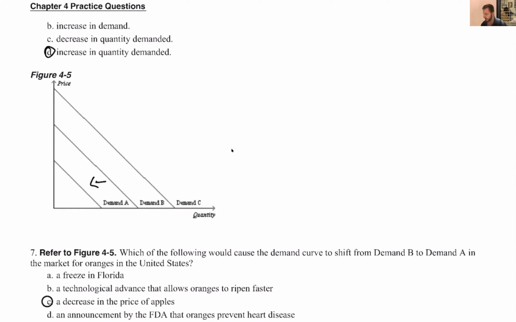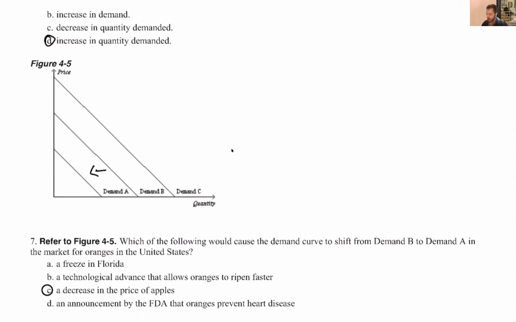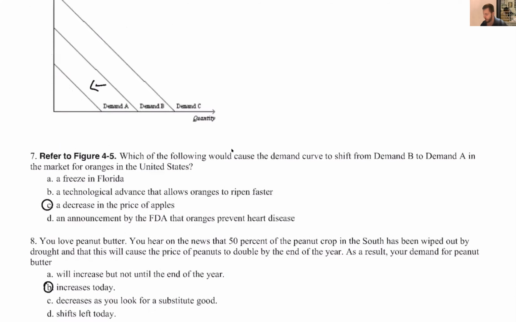Technology advancements would also not be the answer. Maybe oranges would get cheaper, maybe they could produce more, but that wouldn't make you want oranges more or less, just because they're better at making them. A decrease in the price of apples is the only one, because that is actually a substitute. So if the substitute price decreases, people will say, I don't need oranges, if apples are so cheap, let me just save some money. So that's the only one. And the last one would increase the demand.